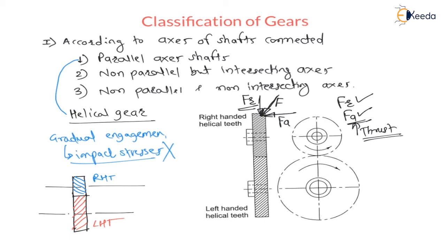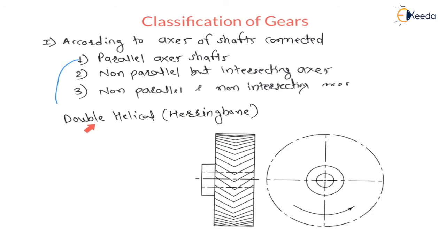Now, to overcome this disadvantage of axial thrust, we use double helical gear, which is also called herringbone gear. Here you can see a double helical or herringbone gear. In this gear, the left hand and right hand threads are in contact like this. This is only one gear, not an assembly. Here you can see the right hand threads as well as left hand threads, which means the gears are connected like this.